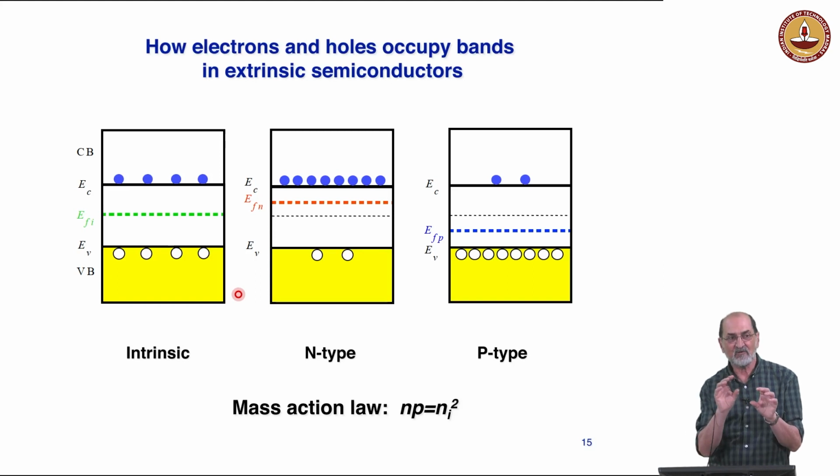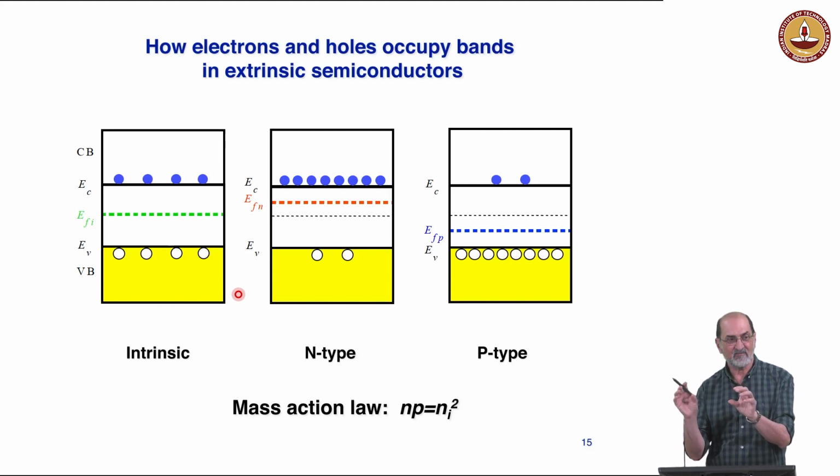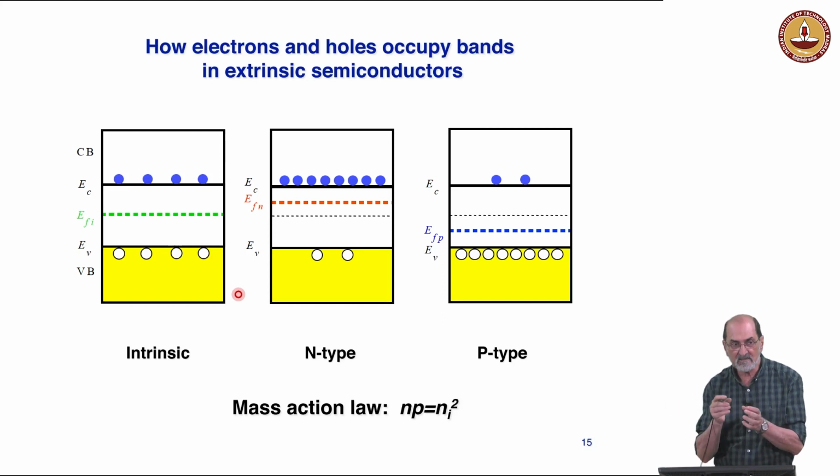So we have on the right the two products of the reaction, which are an electron and a hole. So we have to put the density of these things, which is n times p, and that has to be equal to what we have on the left.